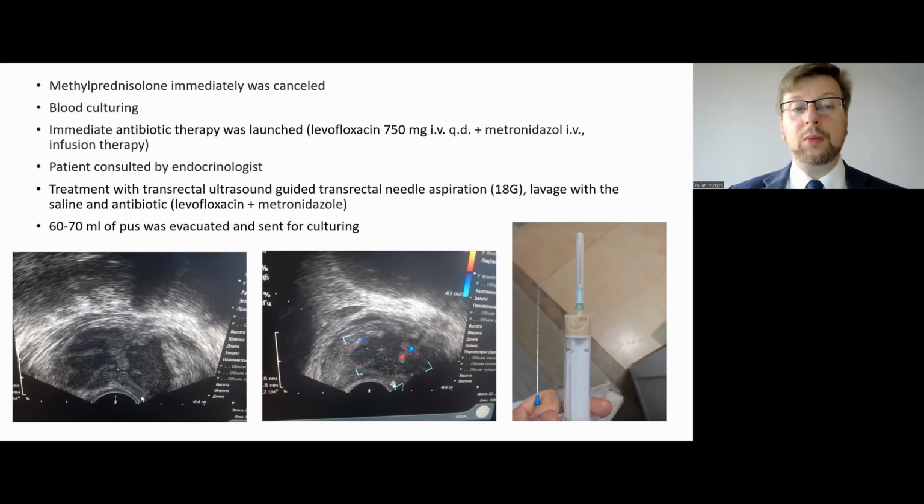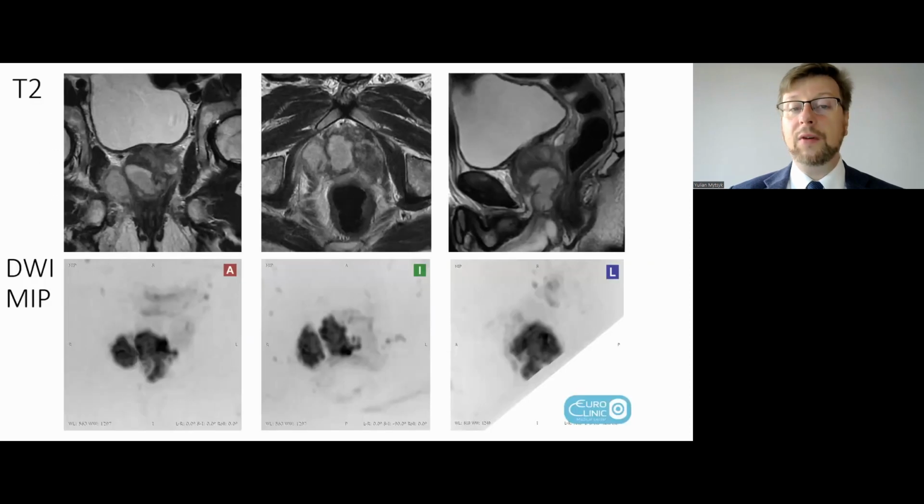sugar. Treatment with transrectal ultrasound-guided needle biopsy, lavage with saline and the antibiotics levofloxacin and metronidazole was performed, and as a result approximately 60-70 milliliters of pus was evacuated and sent for culturing.